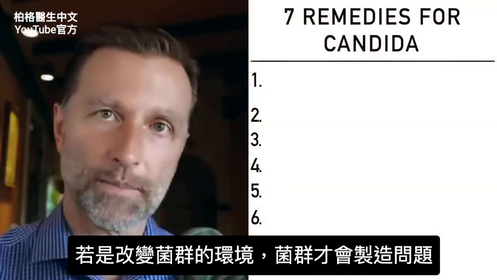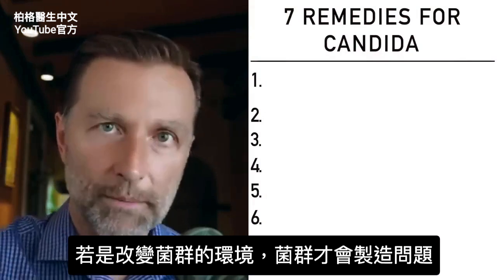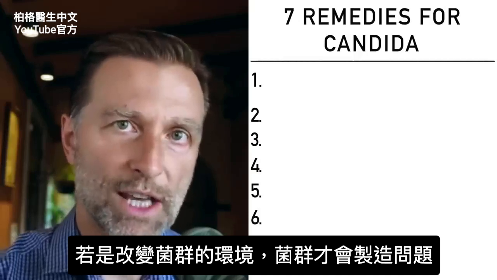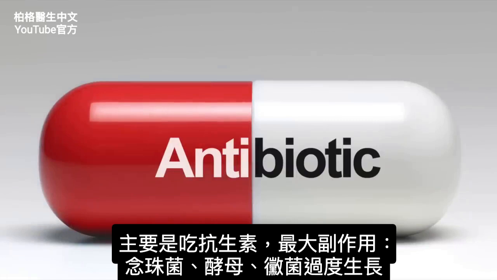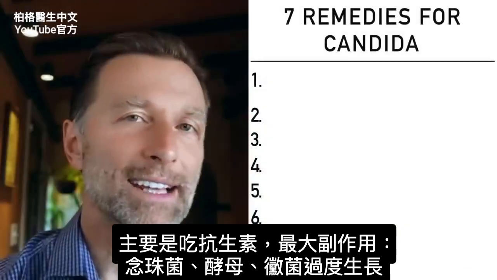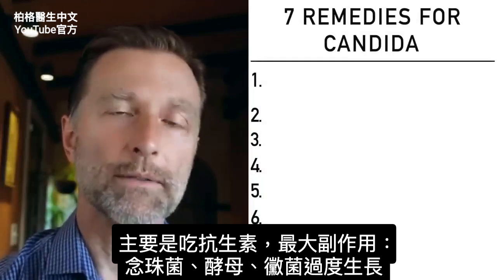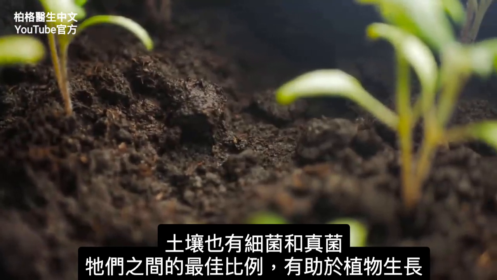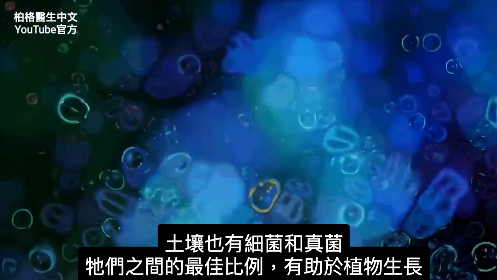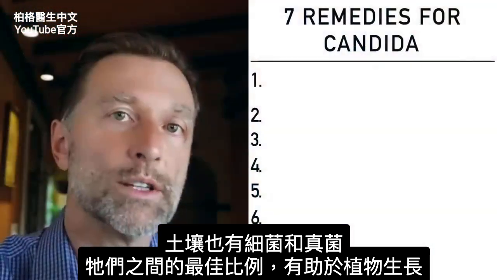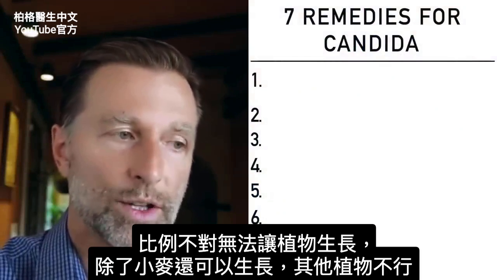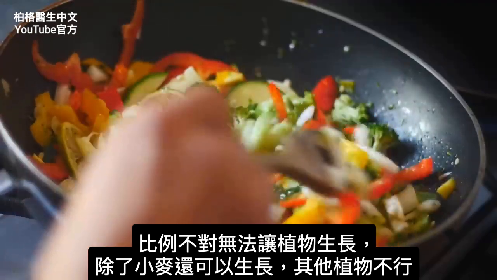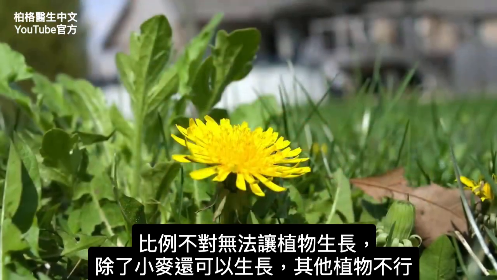It's not until we alter this bacteria, the microbiome, that we get a problem with the fungus, okay? Because it changes the environment. And I'm specifically talking about an antibiotic. One of the biggest side effects from taking antibiotics is an overgrowth of Candida or other types of yeast or even mold. Now, this is interesting because in the soil, you also have fungi and bacteria. And having this optimum ratio really supports plant growth. If you have a ratio that is not correct, you're going to have a difficult time growing vegetables. It may be good for weeds, but not other plants.